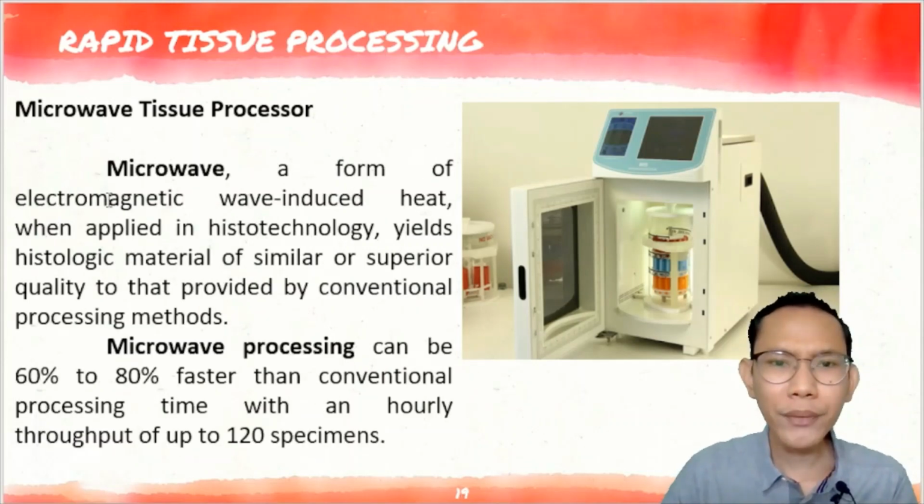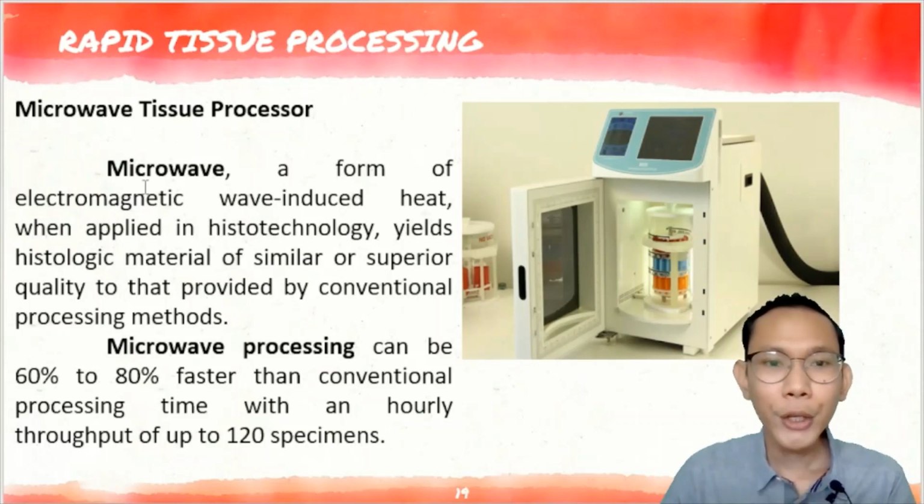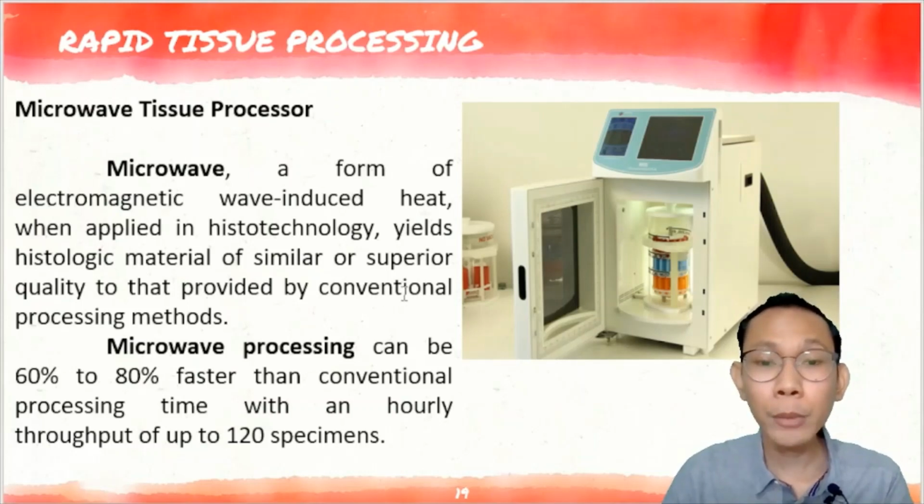So, your microwave tissue processor, what's the principle, Doc? Of course, it uses your microwave. Your microwave, a form of electromagnetic wave-induced heat, when applied in histotechnology, yields a histologic material of similar or superior quality to that provided by conventional processing methods. This conventional processing method is now your automated or your manual processing method.